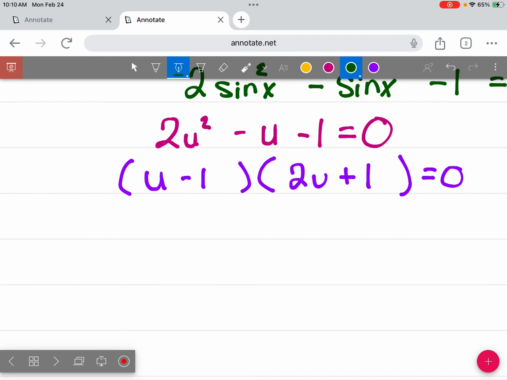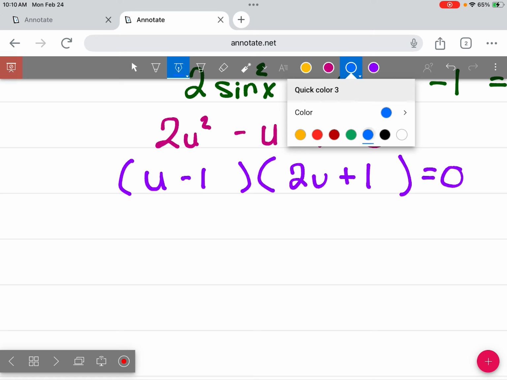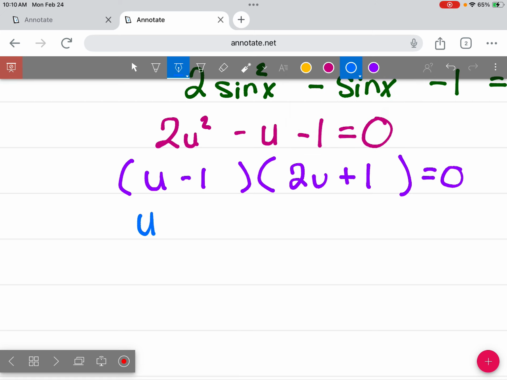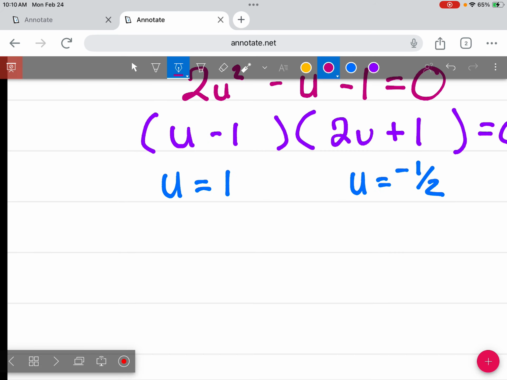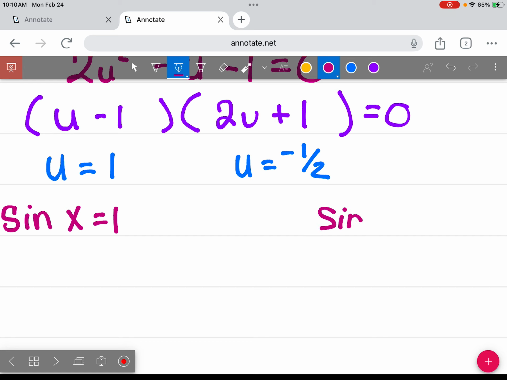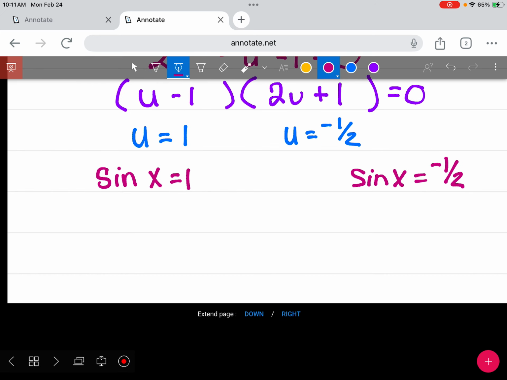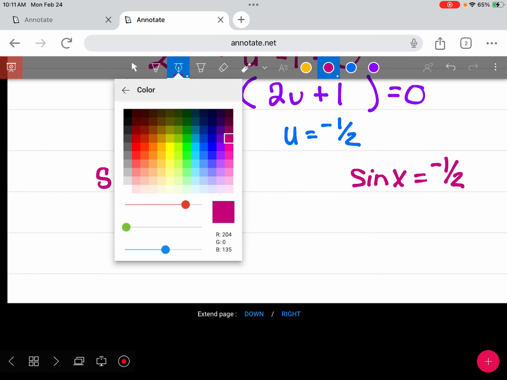So what do we get for our solutions for u? Yeah, so we'll get that u equals 1 for this one, and u equals -1/2. But I don't need to know what u equals, I need to know what x equals. So we got to substitute back in the thing we took out. So what we have here is sine of x equals 1, and sine of x equals -1/2. So what are our options for x?